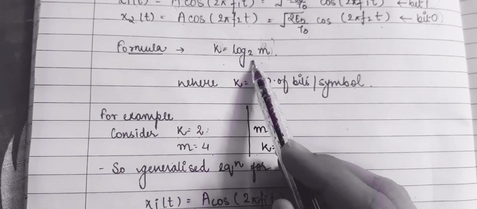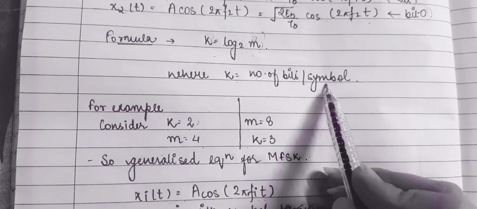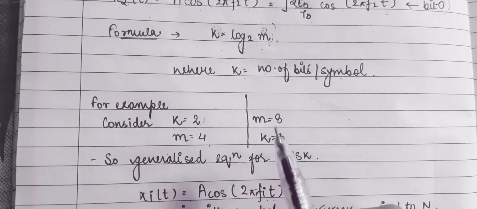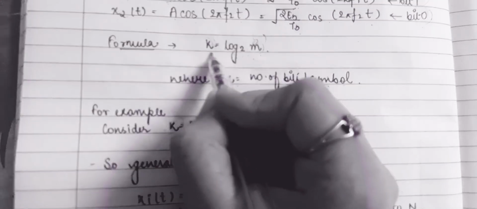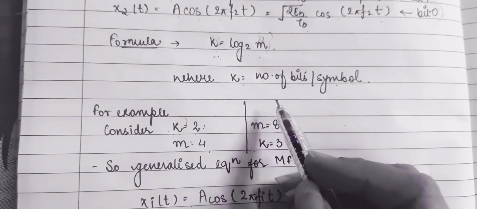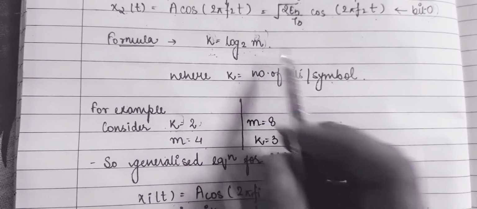So the basic formula is k is equal to log base 2 of M, where k is the number of bits per symbol and M is your modulation order. For example, when k is equal to 2, then M will be equal to 4. Similarly, if I consider k is equal to 3, then M will be equal to 8.